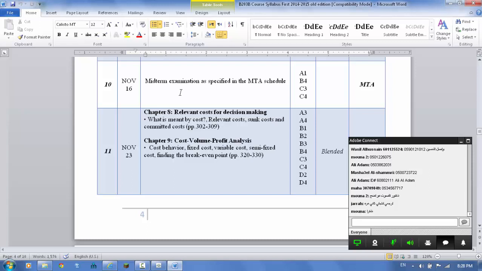After the midterm, we will continue our discussion about accounting and finance by exploring chapter 8, which is related to relevant costs for decision making, and also chapter 9 about cost volume profit analysis, and this is one of the most important topics in accounting and finance, and I want you to focus on this part because it's an important part of accounting and finance.